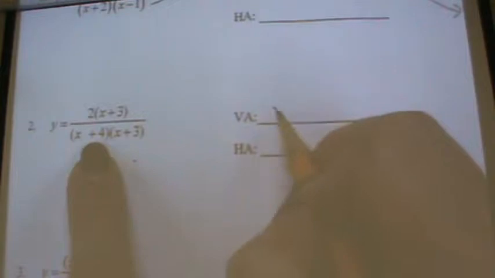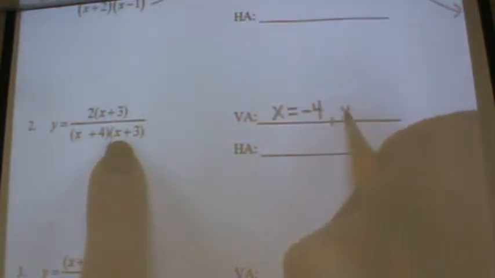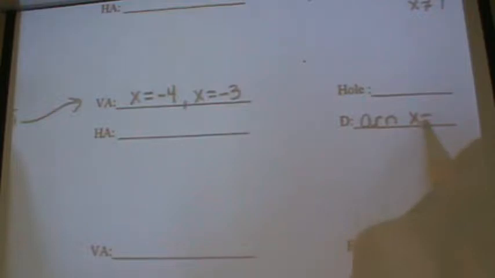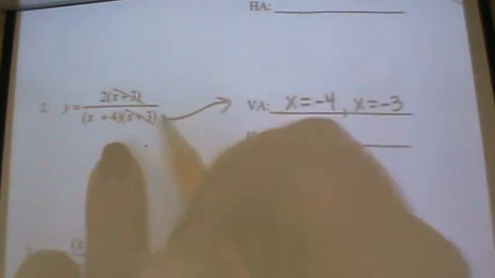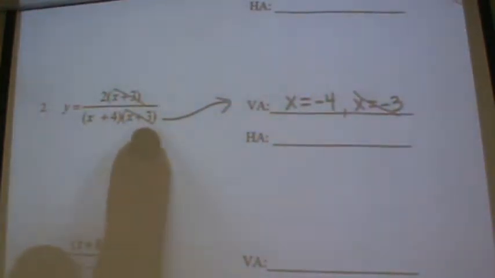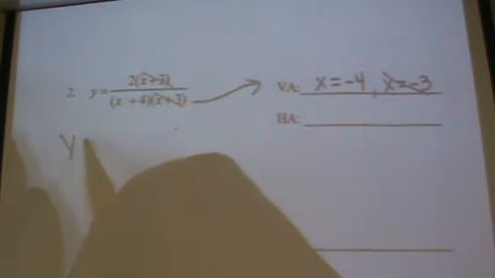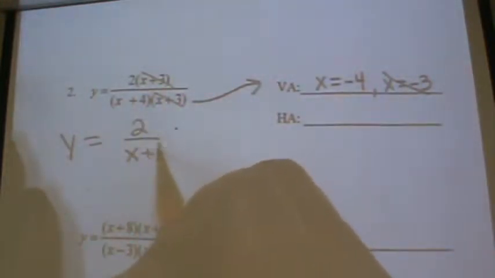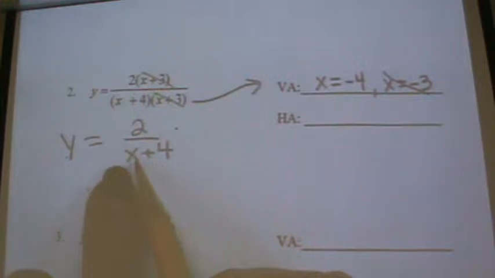But look at number 2. Number 2, you had x equals -4 and x equals -3, right? But in your domain, you would say all real numbers except x can't be -4 or -3. But this has a hole. Where's your hole? At -3, what? You're going to plug -3 into what's left, y equals 2 over x plus 4. If you put -3 in here, you get 2 over 1, which is 2.